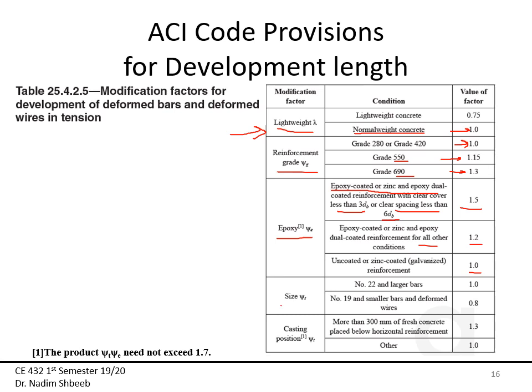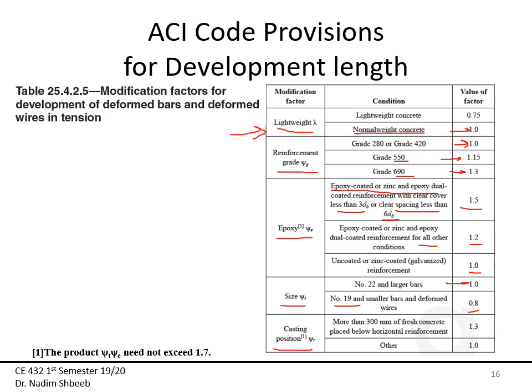Okay, size factor, which appeared in the other equation. If it's number 22 and larger, I'm going to use 1. If it's going to be 19, it's going to be 0.8. As I said, I'm lumping the phi 20 with the phi 19, so on the basis of 22 and larger, anything less than 22 is going to be 0.8.